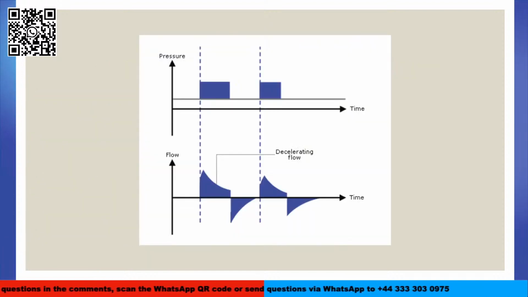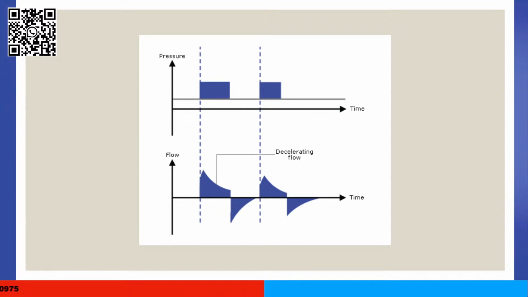And this is just a graph to indicate what we've just talked about. So again, you can see the square wave pressure at the top, and then you can see the inspiratory flow. As it starts to decelerate, then you get to a point where it then triggers expiration.